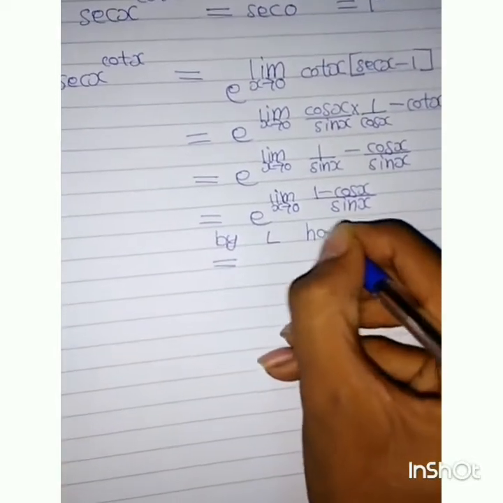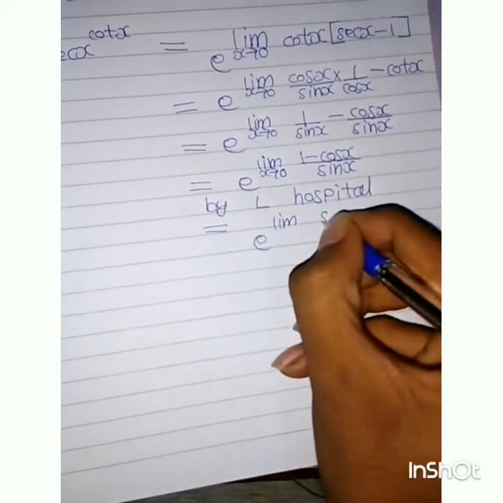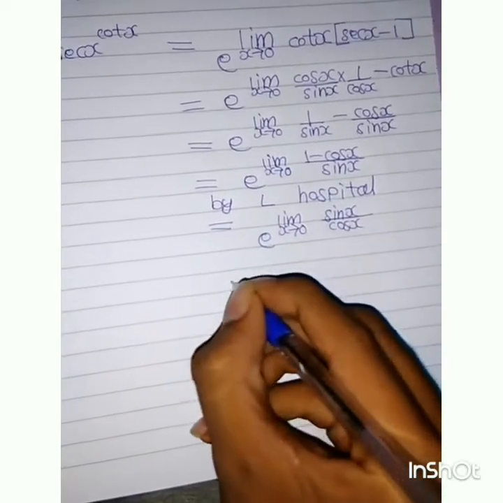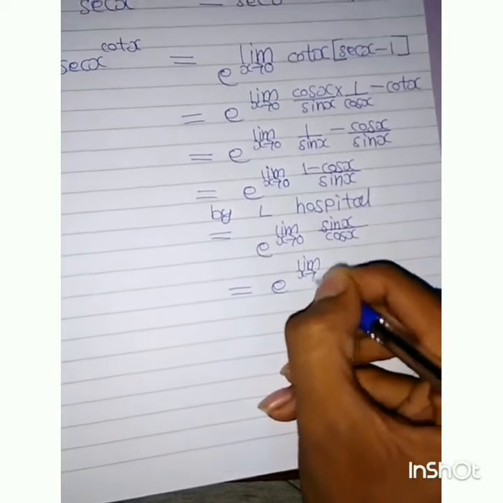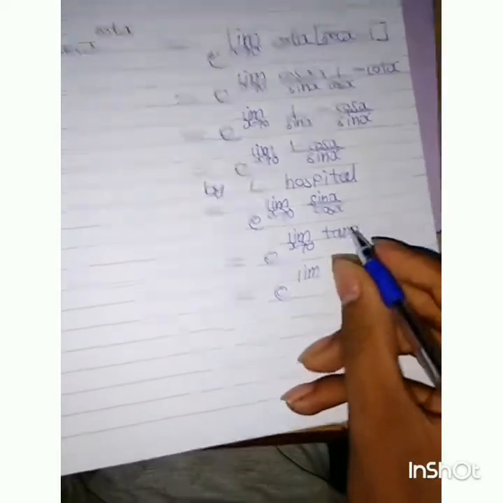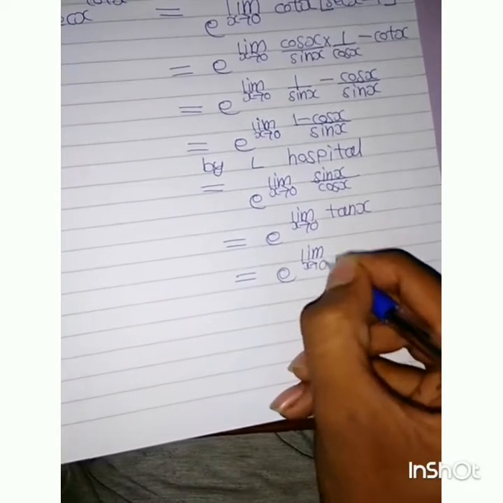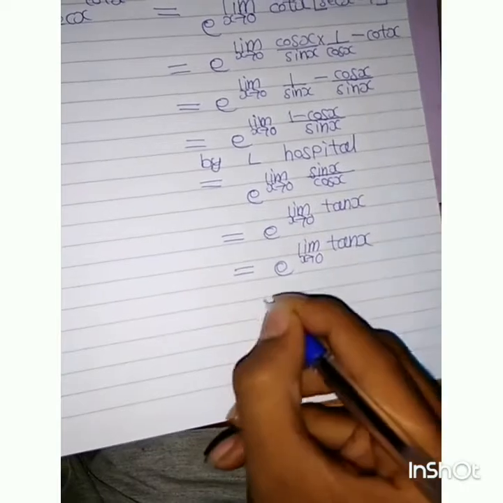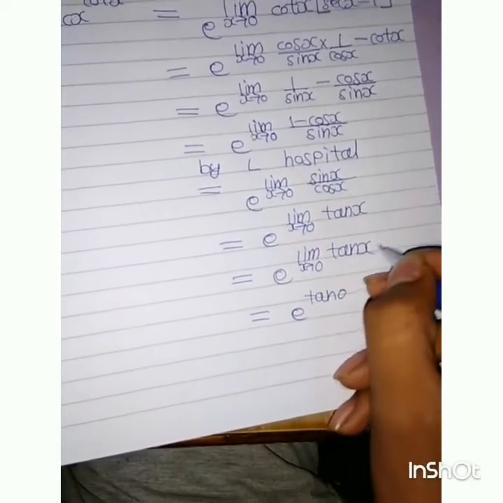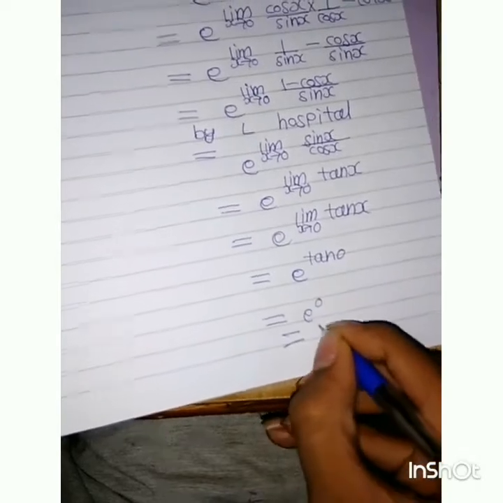Now by L'Hospital rule, it is equal to e raised to limit of sin x upon cos x as x tends to 0, is equal to e raised to limit of x tends to 0 tan x. This simplification is by the regular method. It is equal to e raised to tan 0, where the value of x is put in the given limit. It's equal to e raised to 0, and any number raised to 0 is equal to 1.